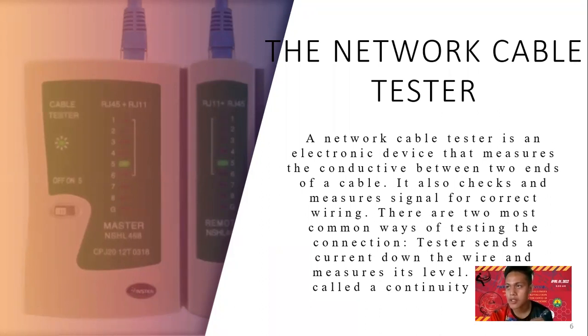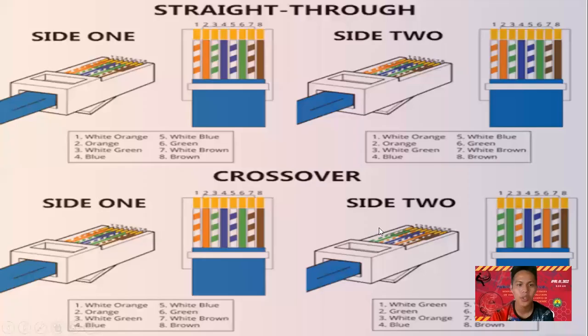So if your cable is straight through and you check it with the network cable tester, and it counts 1 to 8 to the ground, then it is possible that your cable is a good one. So let's move on. So straight through connection, what is the color combination for straight through?